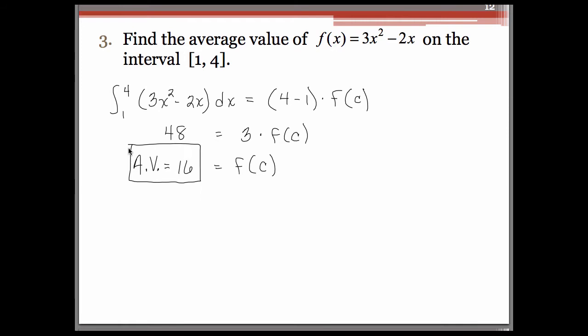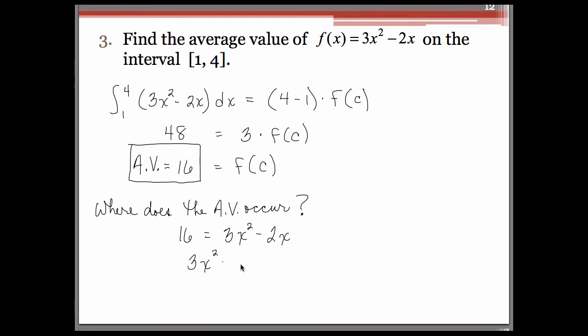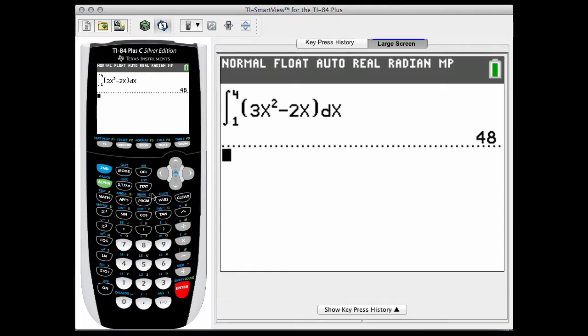Now, another question that you're often asked is, where does the average value occur? If that's the case, well then that pretty much just amounts to finding c. All right, because we know the average value is 16. That's equivalent to f of c, which is really the function. So we can just go ahead and solve that. We have a couple different options for solving it. We can solve it graphically. Let y1 equal 16, let y2 equal 3x squared minus 2x. Another option, bring the 16 over. So you have a quadratic equal to 0. Then you could run the quadratic formula on your calculator, or you could factor it. Either one. Why don't we just go ahead and use the quadratic formula.